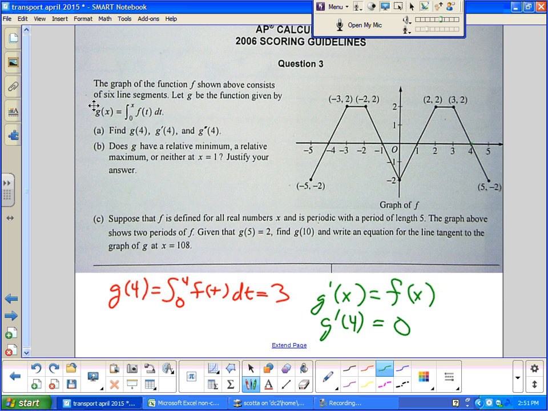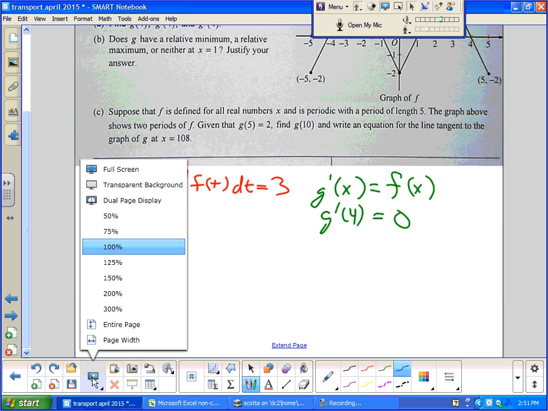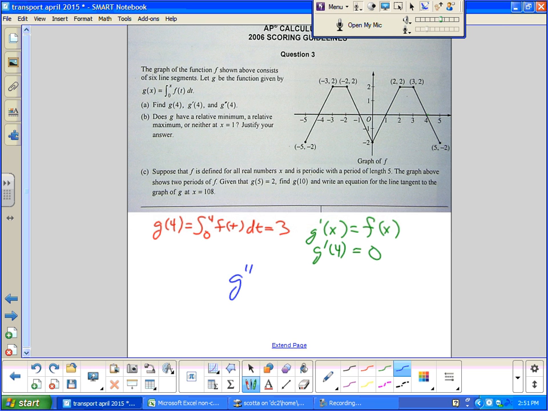Then g prime prime, all right, the last one, g prime prime of x is going to equal f prime of x, or the shape of the curve. So this last one at 4, I have to know the slope of this line. All right? And I see it's a rise of 2 and a run of 1, and it's downhill. So g prime prime of 4 is negative 2.